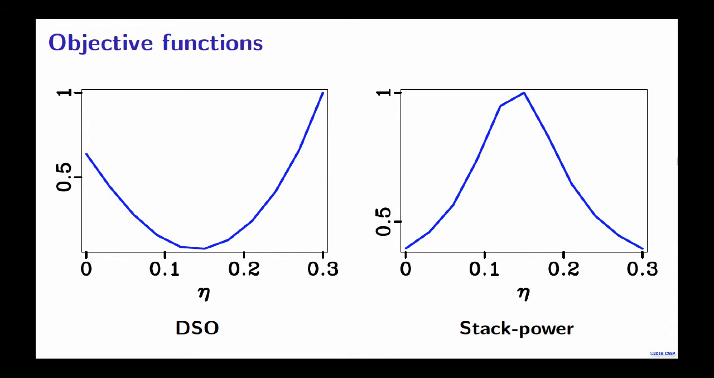And these are objective functions, DSO and stack power, using not just single CIGs, but the whole extended image. What you can probably notice is that the DSO objective function is a bit asymmetric, and it's biased essentially toward the lower value of eta. This is a known behavior of differential semblance optimization, which is usually biased toward the lower velocity.